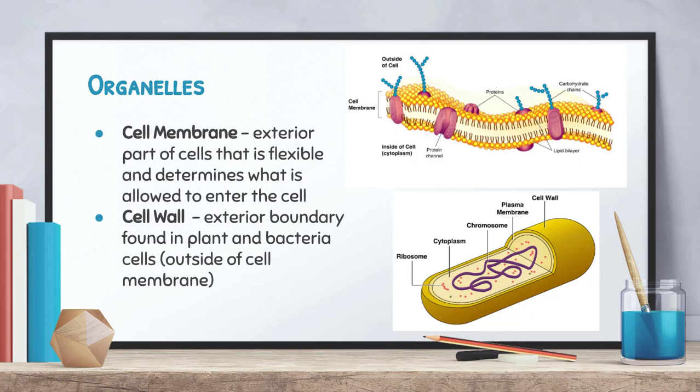The cell wall is an exterior boundary that's found in plant and bacteria cells. It's outside of the cell membrane. And it provides some structure, it provides some support. It also provides a protective layer as well around bacteria and plant cells. So keep in mind that cell membranes can be found in plant and animal cells as well as bacteria, but the cell wall is not found in animal cells.